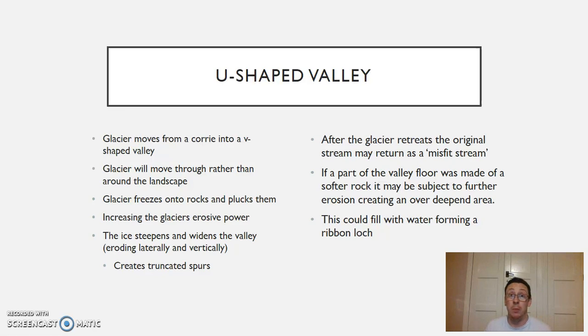Now, an important point to remember here is that glaciers don't work like rivers. Rivers flow around the landscape because they don't have the power to flow through it. Glaciers have that power. They can flow through the landscape. As it's moving through the landscape, it freezes onto different rocks and plucks them away, and this increases the glacier's erosive power. The ice steepens and widens the valley, as in it erodes both laterally and vertically.